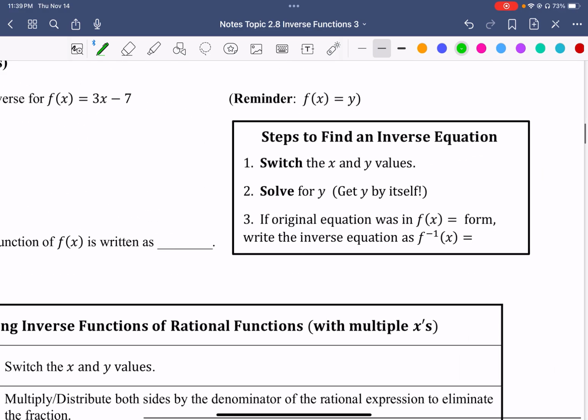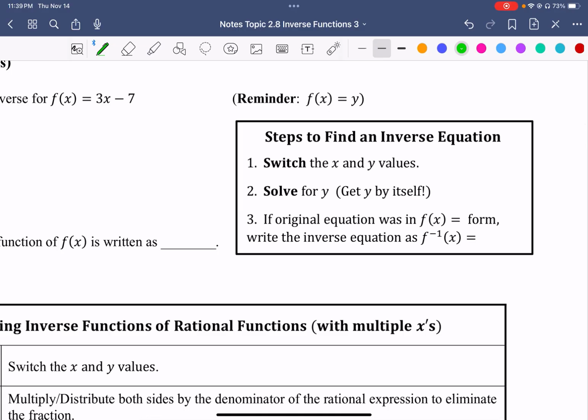So here are the steps to find an inverse equation. The first step is to switch the x and the y values, and you want to solve for y, meaning that you want to get y by itself. If the original equation was in f of x form, write the inverse as the inverse of f of x. And just a reminder that f of x is the same thing as y.